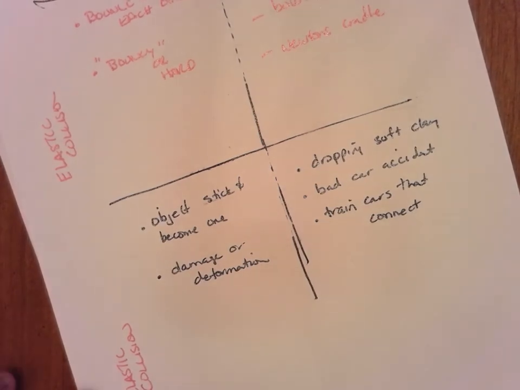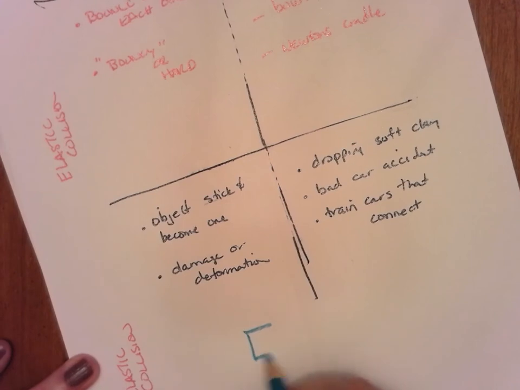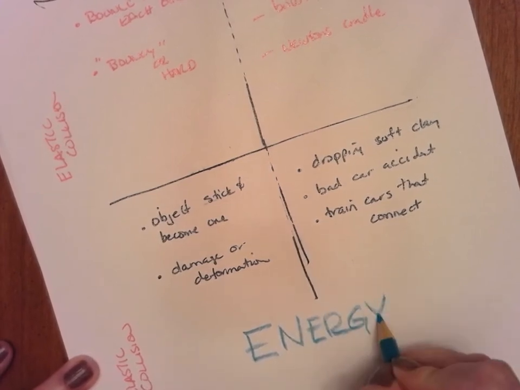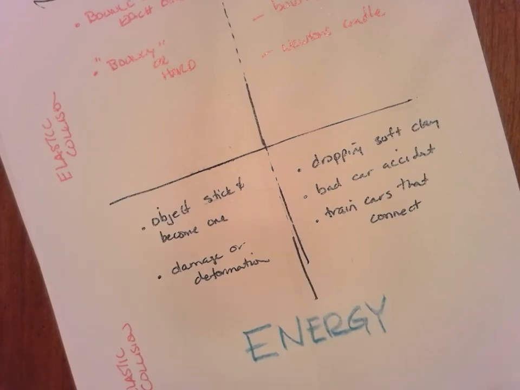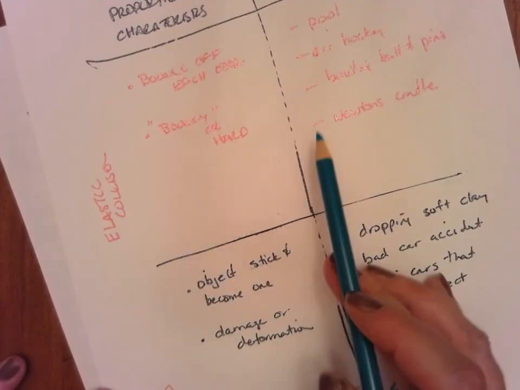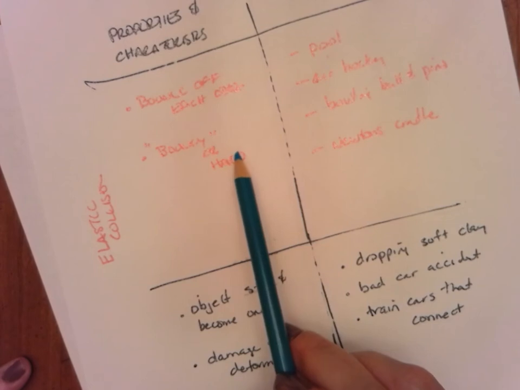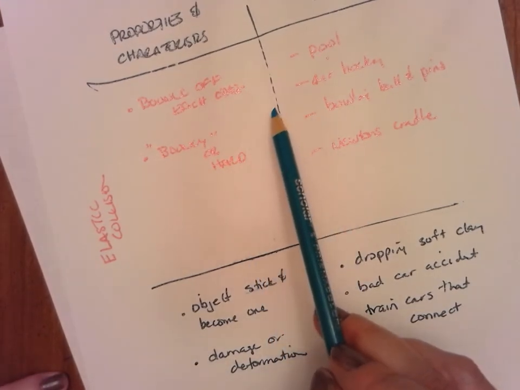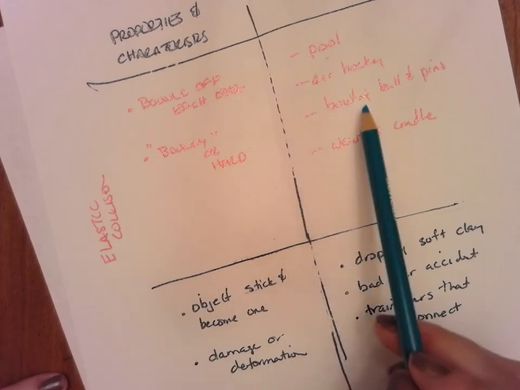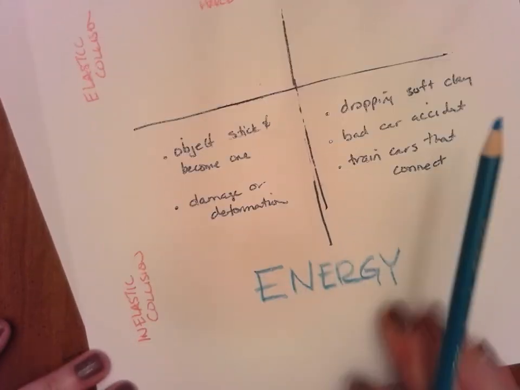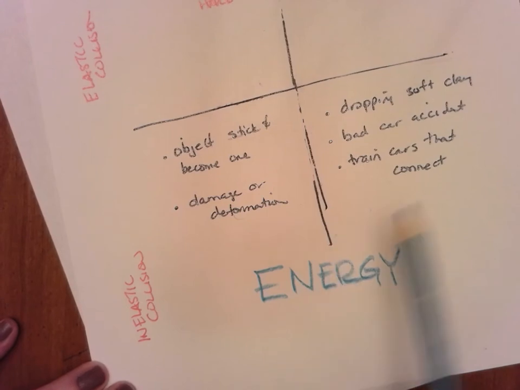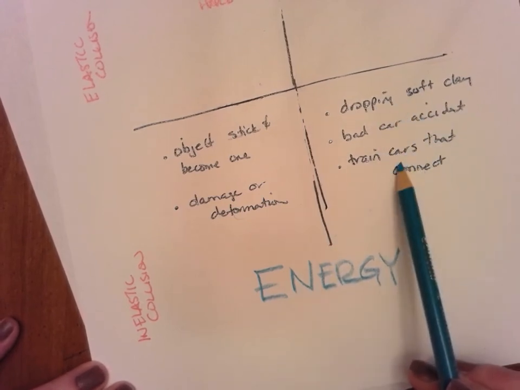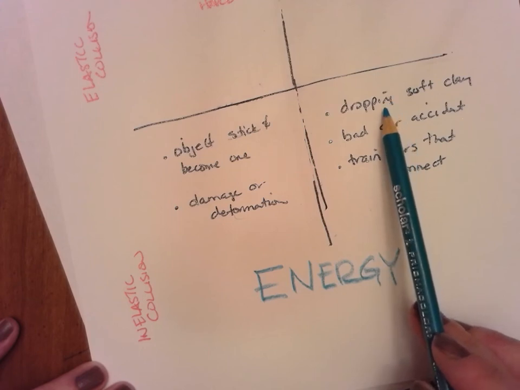In a chapter soon to come, we're going to be talking about energy. For the time being, understand that in an elastic collision, all the energy is contained in momentum. It's contained in the movement of the objects after the collision. In an inelastic collision, some of the energy goes into deforming or changing the objects that have been affected by the collision.